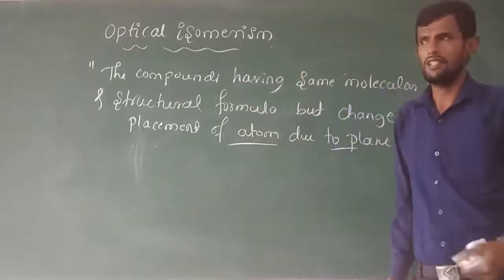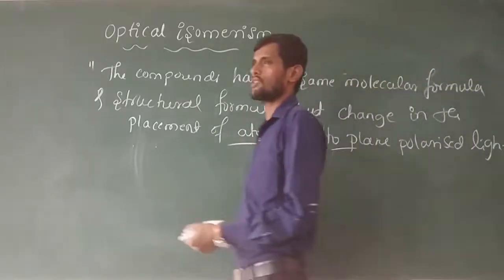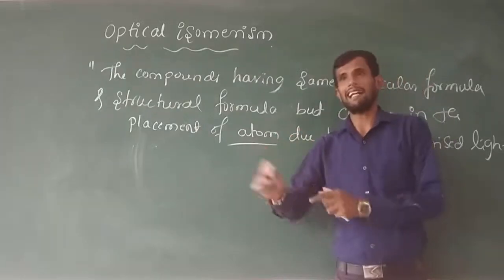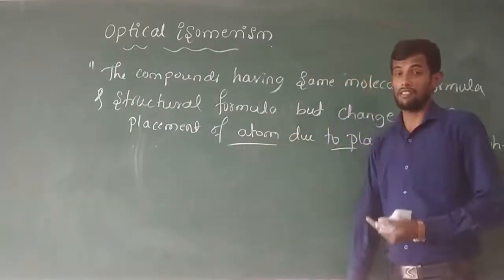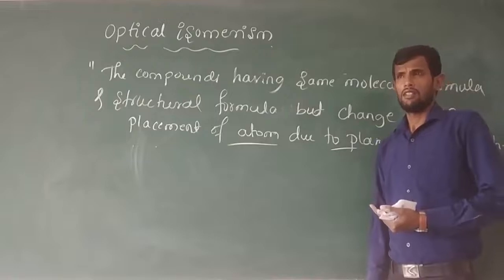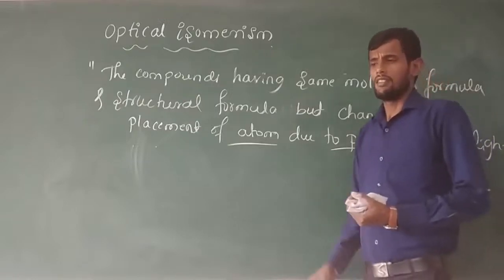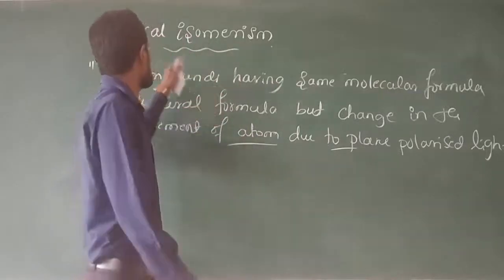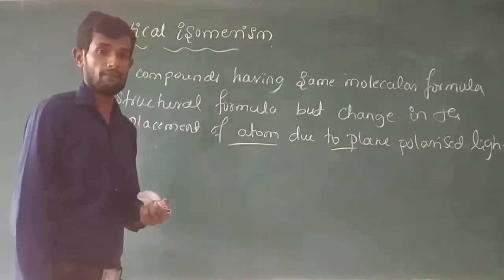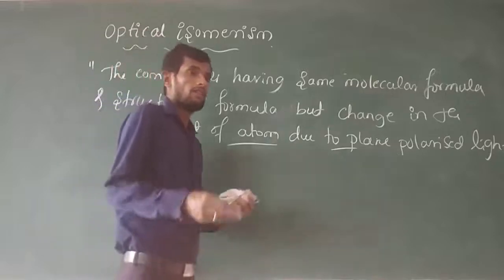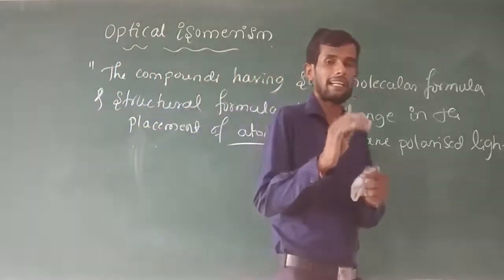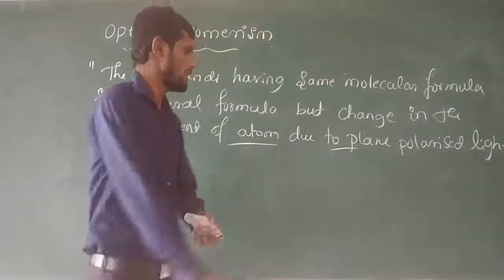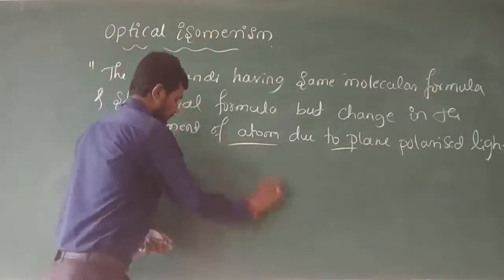light. Students, remember, in presence of mirror, the place of the atoms appears as different. It indicates the special arrangement of atoms. In presence of optical isomerism, the placement of atoms appears differently due to the plane polarized light. Take one example, it clears to you.